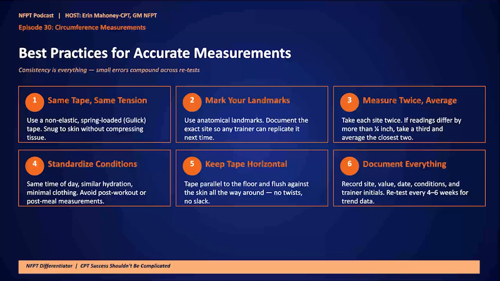You always want to make sure that the tape is horizontal, because it might slip a little bit, and that will add inches, which you don't want to do. So the tape measure should always be parallel to the floor and flush against the skin all the way around. No twists, no slack. And then lastly, document everything. Record the site, the value, the date, the conditions, and initial it. And then you're going to want to reassess this every 4 to 6 weeks to look at how their data is trending.